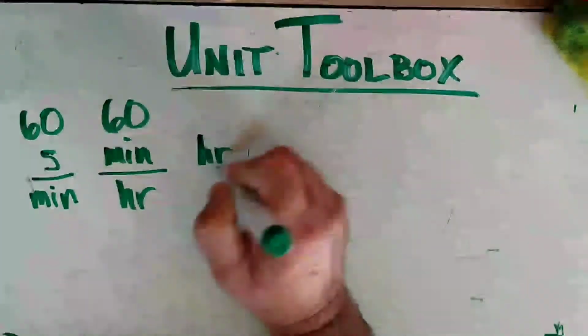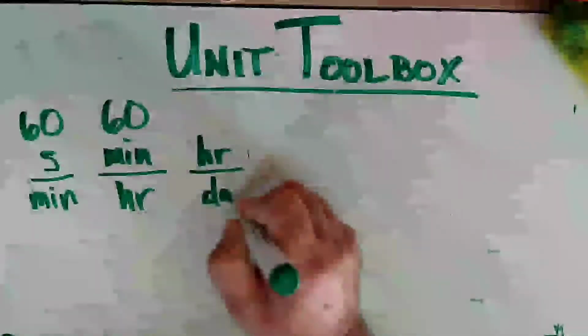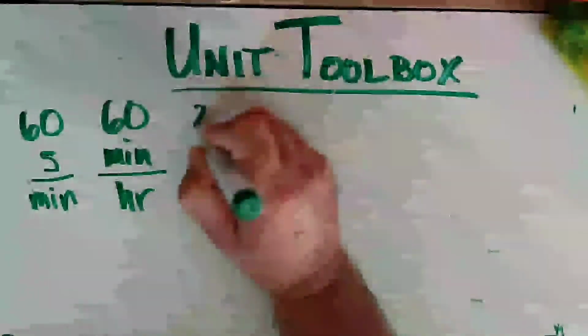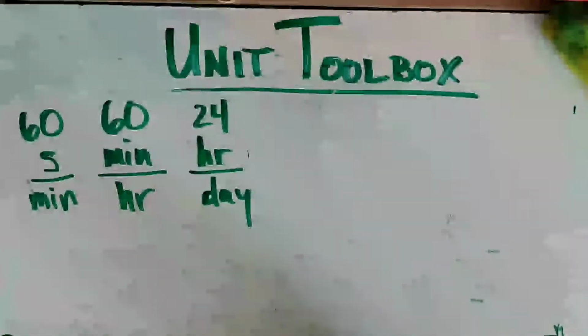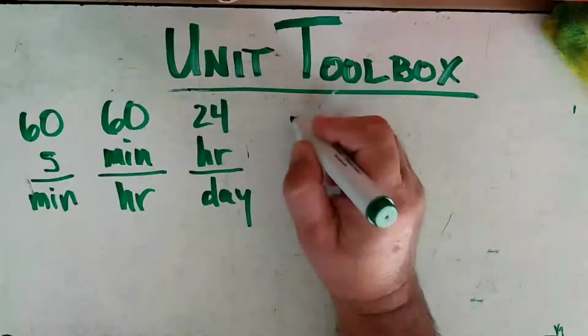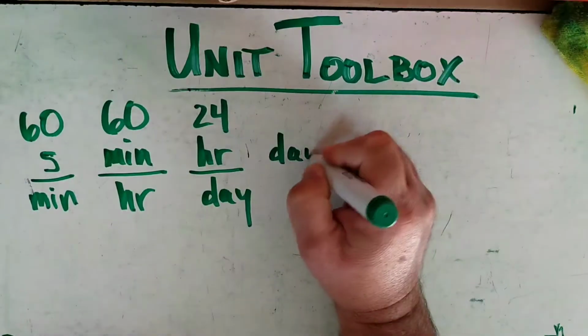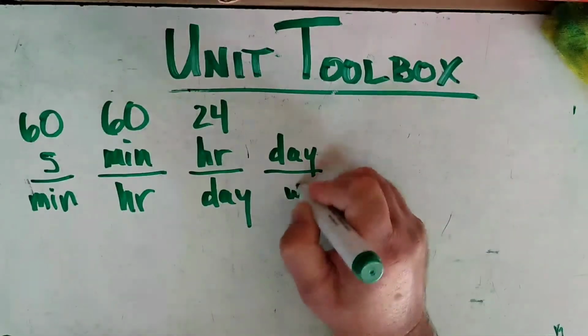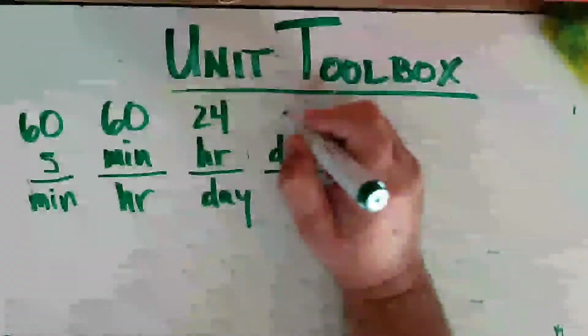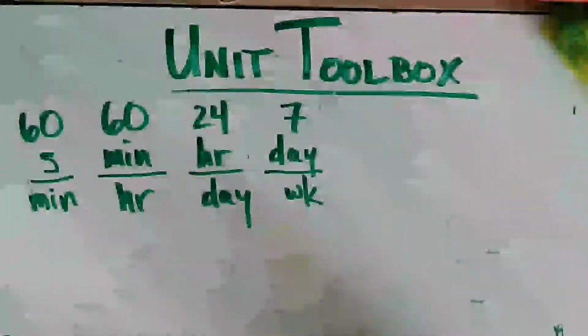And then hour to day, 24 hours in a day. All right. How many days are in a week? You know, it's 7 days in a week.